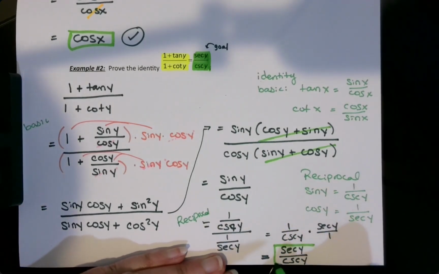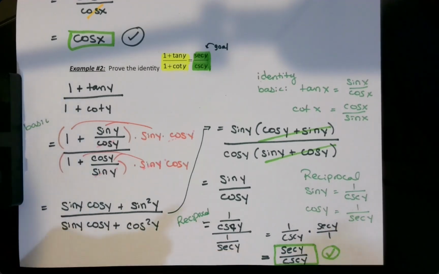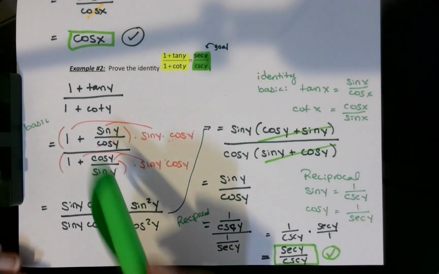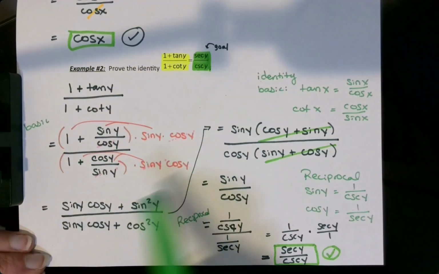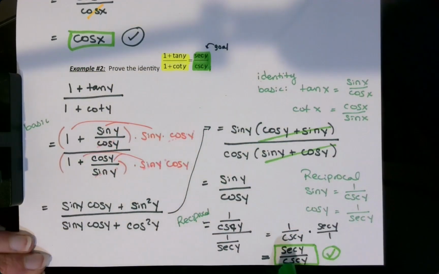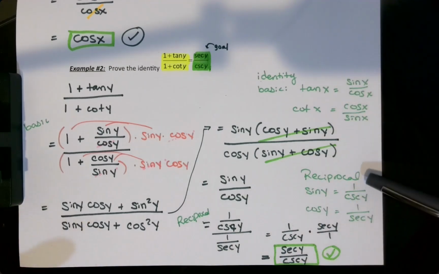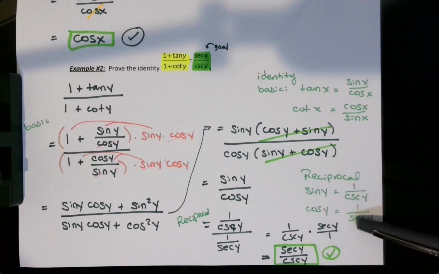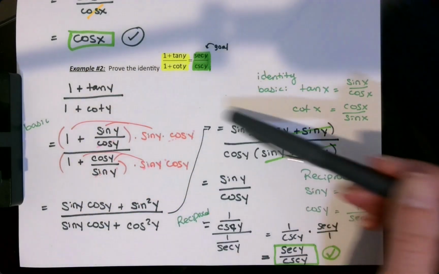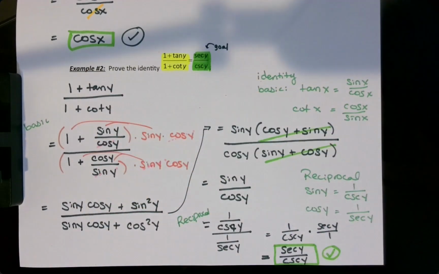Sometimes a little extra paper and space would just be helpful for this organization, but I was able to show that I can take this left side and transition all the way to exactly the right side, which was our goal. We ended up using only basic and reciprocal identities. Reciprocal identities really are basic identities as well. And then some algebraic manipulation, distributing, factoring, common denominator, all of those techniques.